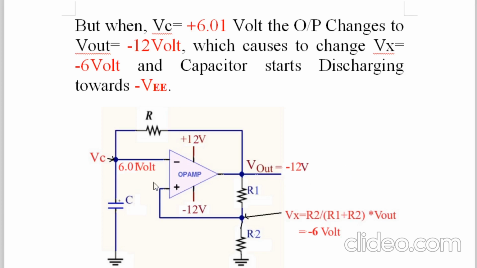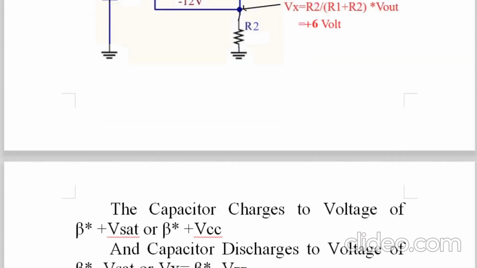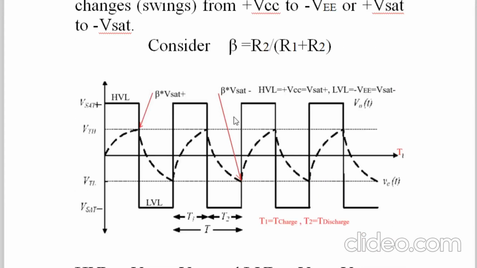But now, as soon as the voltage at the capacitor just crosses above 6 volt, this voltage becomes greater than this and the output of the op-amp goes to minus 12 volt. Output of the op-amp goes to minus 12 volt, and that is represented in the diagram over here. See, exactly just above 6 volt by 10 millivolt only, the output goes to 0 and thereafter LVL, that is minus 12 volt. So here LVL is equal to minus Vsat, which is equal to minus 12 volt.